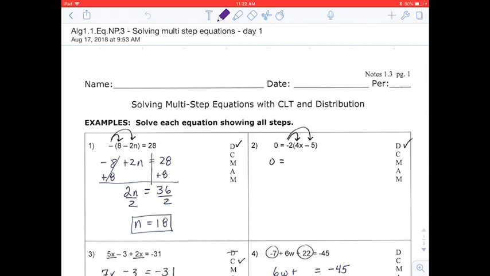Let's go ahead and look at notes 1.3, solving multi-step equations, and this time we are using combining like terms and distribution. We did a little bit of that at the end of 1.2, so this isn't super new, but we are going to use our Don't Call Me After Midnight handout for every single problem, so go ahead and get that out and have it next to your page.